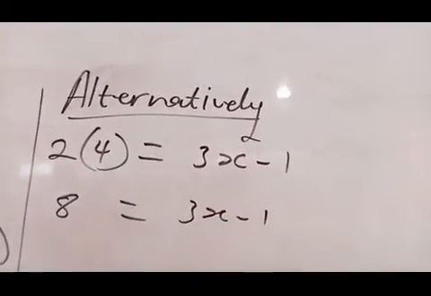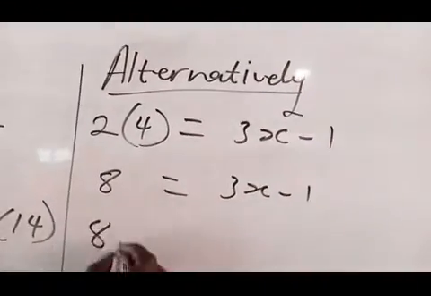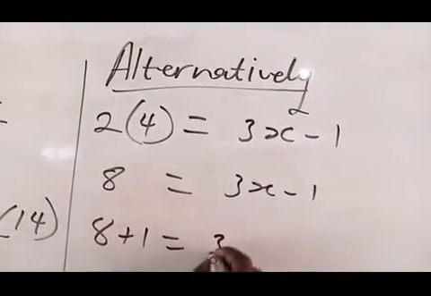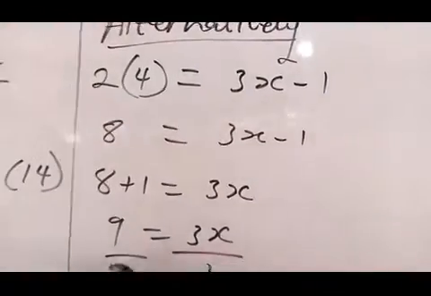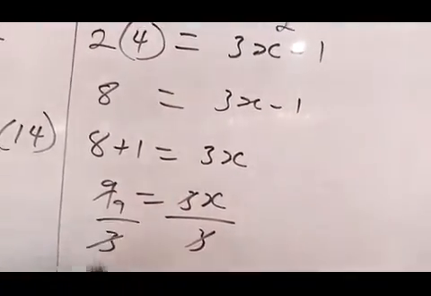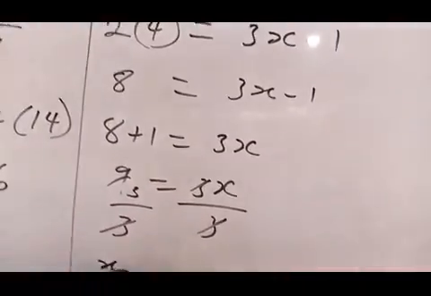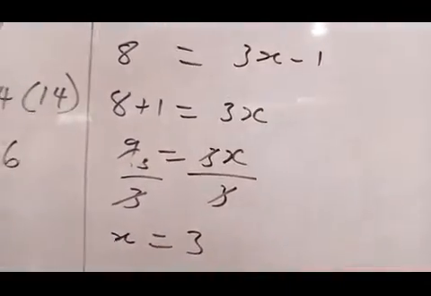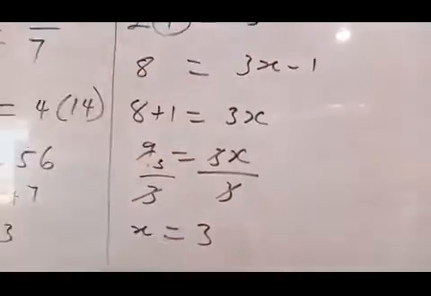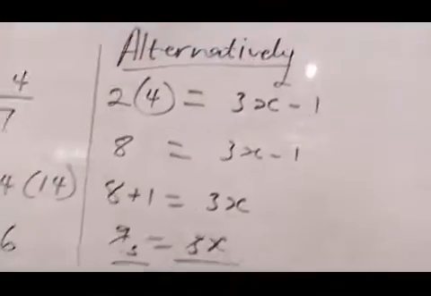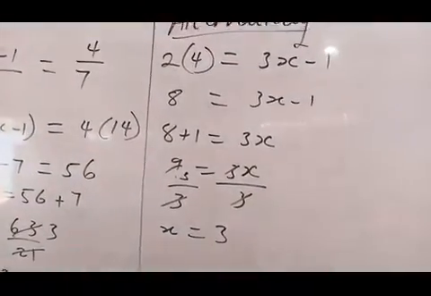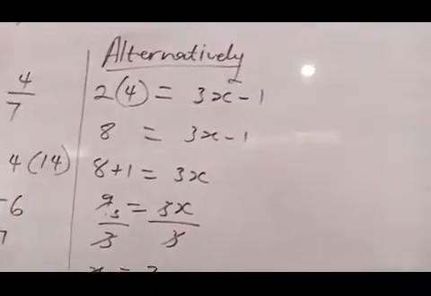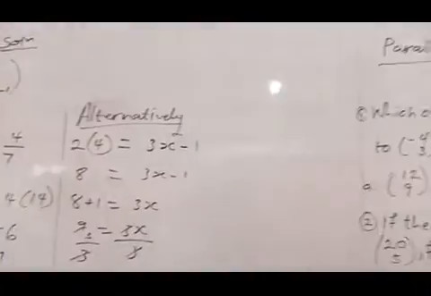We want x, so we move the negative 1 to the other side. We have 8 plus 1 equals 3x. We have 9 equals 3x. Divide both sides by 3, and then we have x equal to 3. You realize we will always have the same answer. Okay, so that's it. You solve the other 2 on your own. Let's move on to perpendicular vectors.